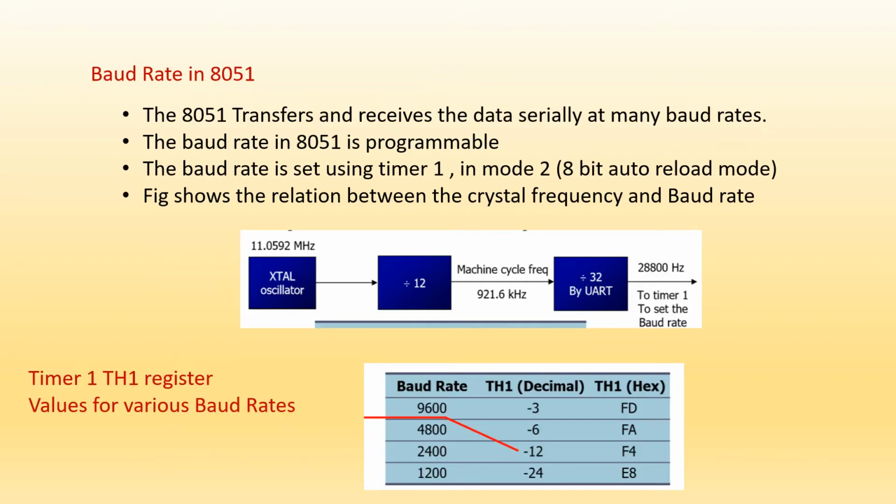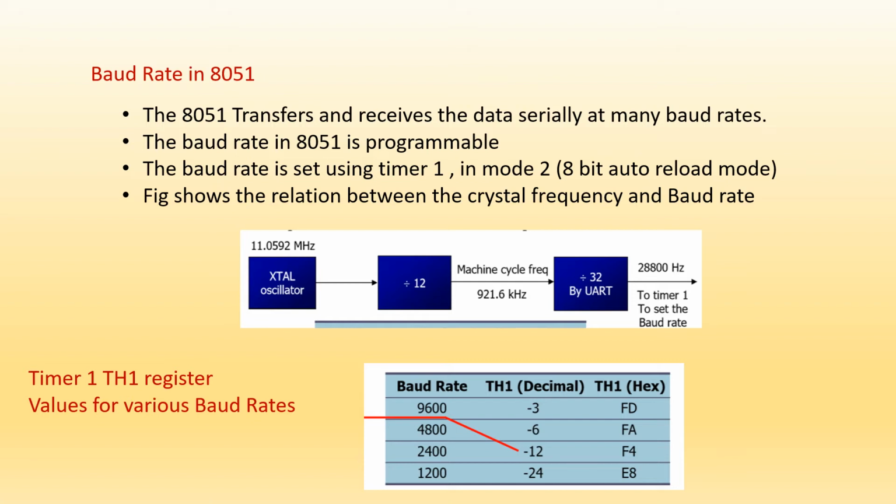Okay, so the baud rate in the 8051. The 8051 transfers and receives data serially at many baud rates. The baud rate in the 8051 is programmable. We can program the baud rate at different frequencies. The baud rate is set using Timer 1 in mode 2. Mode 2 is the 8-bit auto reload mode. Timer 1 is used in mode 2 to set the baud rate.